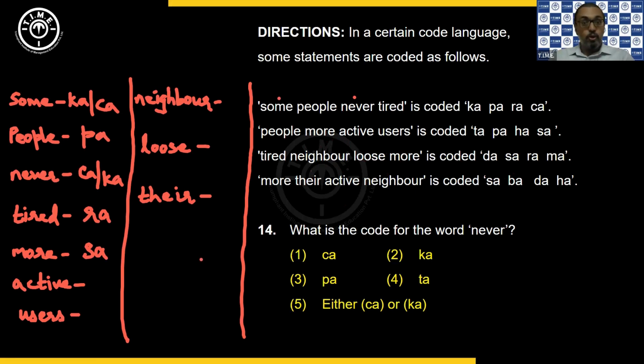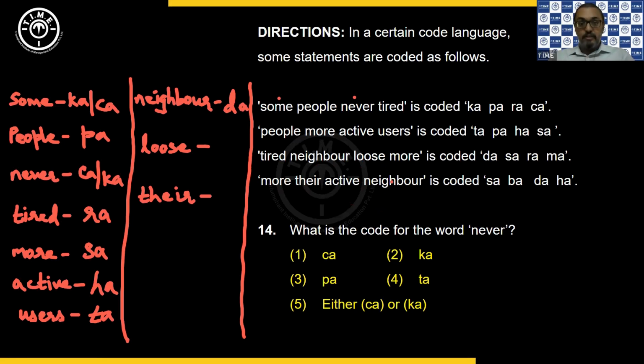Okay, you need to take the codes orally like this, making the list. Okay, then active. Now active is repeated in second and fourth sentence. So TA is not there, PA is not there. HA, if you check, it is repeated. Second and fourth sentence, correct? And then users, that's the only remaining word. And the only remaining code you have is TA. So you take TA as the code. Correct? Then next we have neighbor repeated in third and fourth. The code SA is already written. DA, yes, DA is what we can use for neighbor.